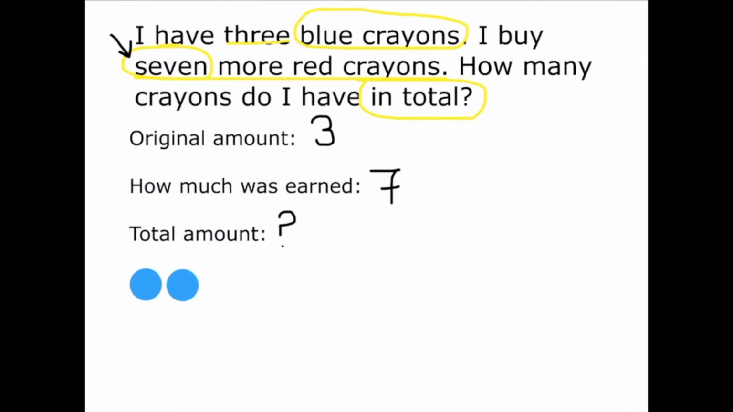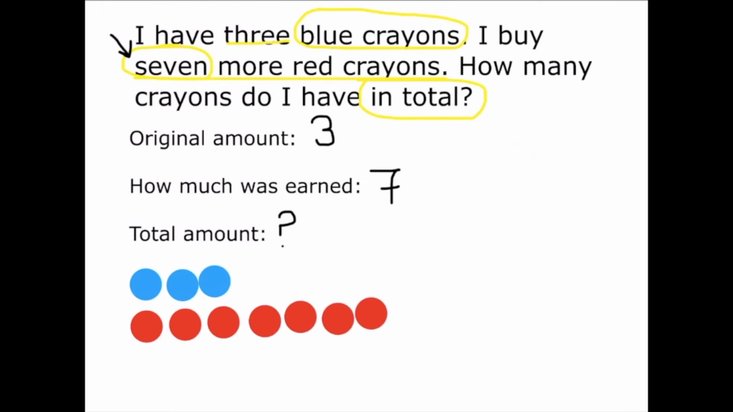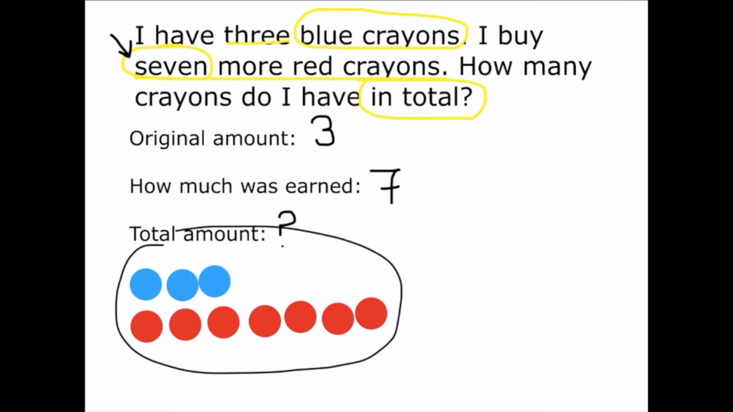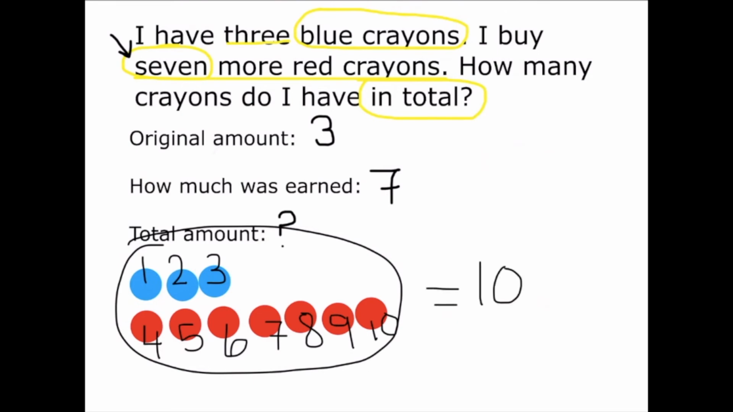So let's start by doing a model. We have 3 blue crayons representing the value of 3, which is also the original amount. And now let's dot the 7 more red crayons that we bought, the amount that we earned. So we can also count the total number of counters that we now have. 1, 2, 3, plus 7, so 4, 5, 6, 7, 8, 9, 10. So now we know that the answer to this word problem, 3 plus 7, is 10 crayons total.